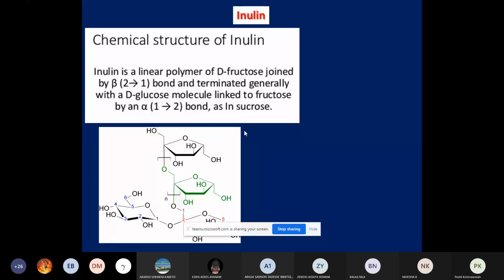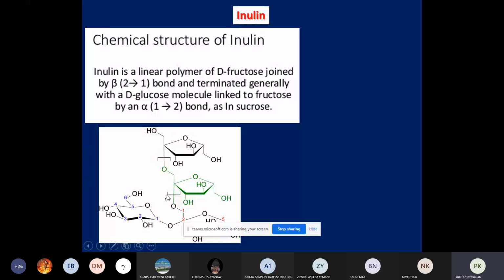Next, the homopolysaccharide is inulin. You can see here that inulin is a polymer of fructose. These are all fructose residues. It's a polymer of fructose with a terminal glucose. You can see here, this is the glucose, the terminal glucose.